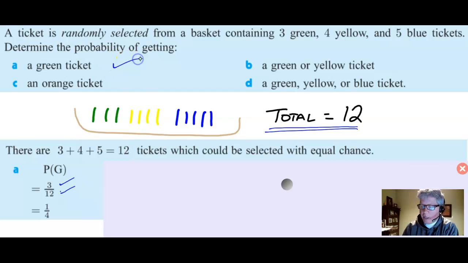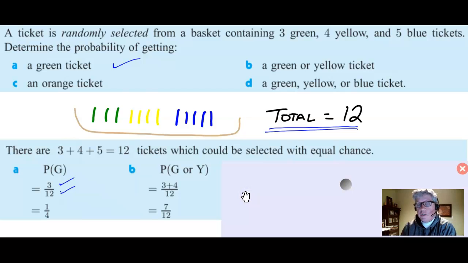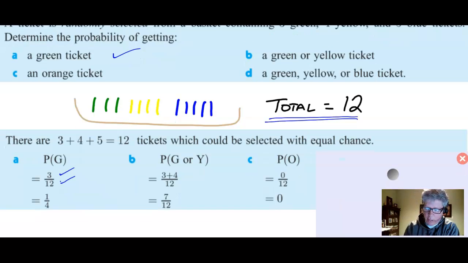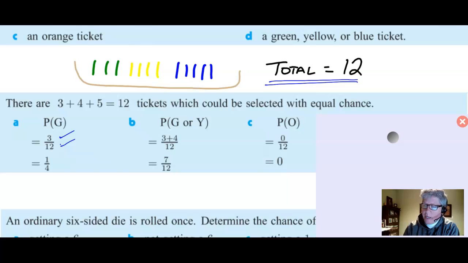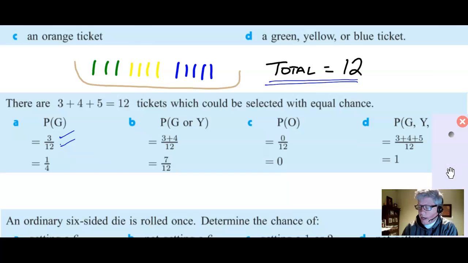A green or a yellow, so they both satisfy. That means we look at all the tickets that satisfy that condition, green or yellow. There's 7, great. Orange ticket, not too many orange, so that's okay. You just say 0. There's 0 chance. Not gonna happen. And a green, yellow, or a blue. Well, one of those is certainly gonna happen. So as desired, we get the 1.